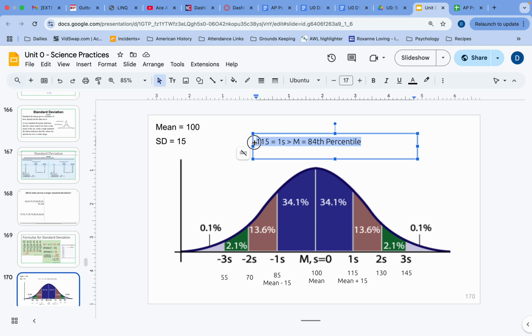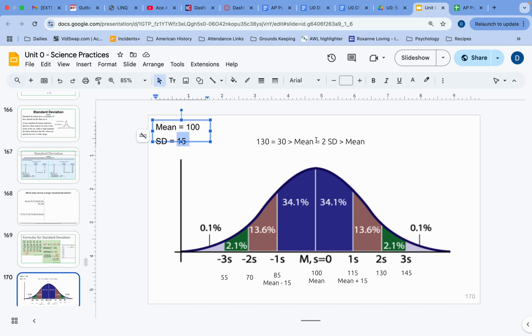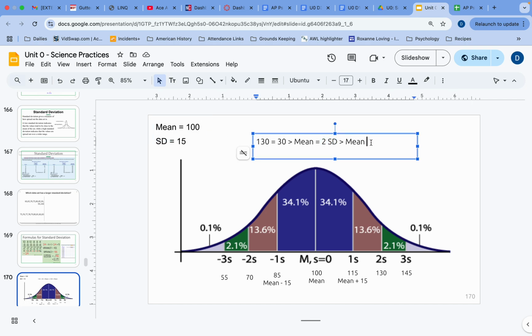So let's go through a couple more examples. You get a 130. Well, 130 is 30 points greater than the mean. Our standard deviation is only 15. So that equals 2 standard deviations above the mean. Hopefully you've seen the greater than character from math. That just means more than. So your 130 is 30 more than the mean. And since the standard deviation is only 15, that is 2 standard deviations above the mean.